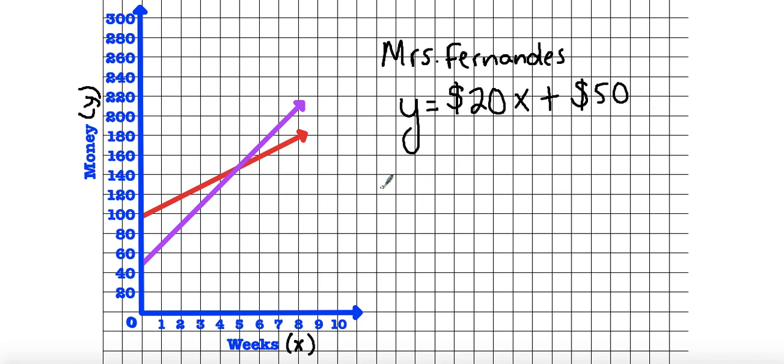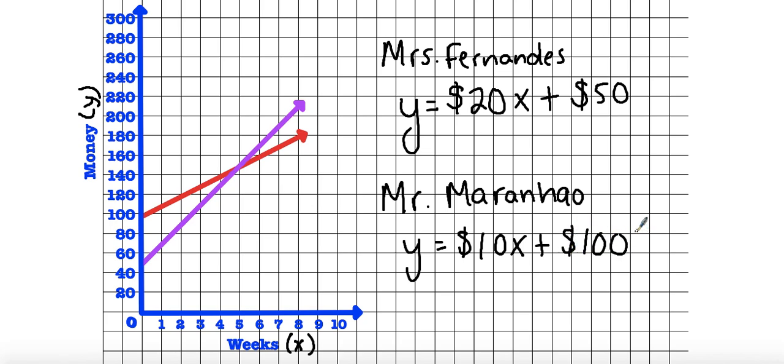And in Mr. Morano's case, if we want to know the total amount of money, he saves $10 per week, and he has $100 already saved up. So these are two equations that I could use. The X represents the number of weeks, and the Y represents the total amount of money we have saved.